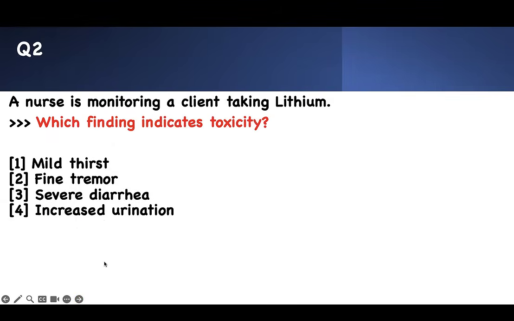And this is monitoring a client taking lithium, which finding indicate toxicity. Thirst, fine tremor, severe diarrhea, increased urination. Like I said, buzzword is the key. What is the key? Lithium. What is the major side effect? GI side effect. What do I see is a GI side effect? Not thirst. If you thirst, that means you need more water to drink. Lithium also causes thirst. It makes you feel dry. It also gives you tremor. But the one that showed toxicity is severe diarrhea.